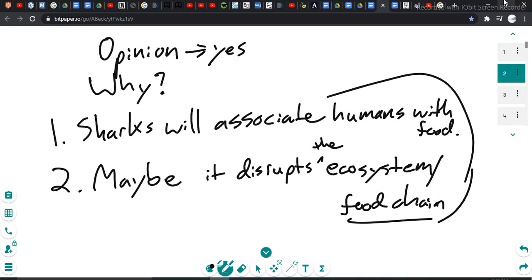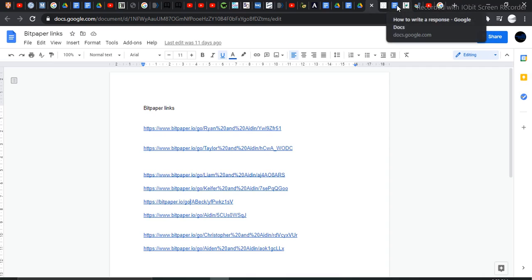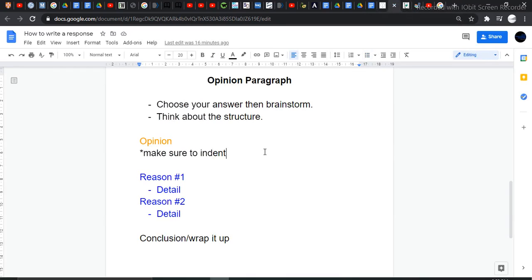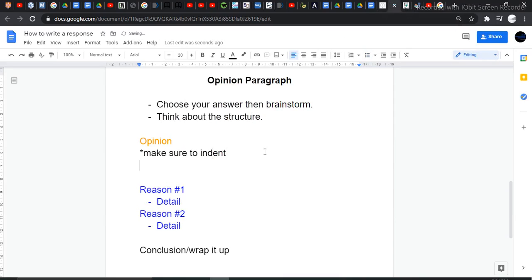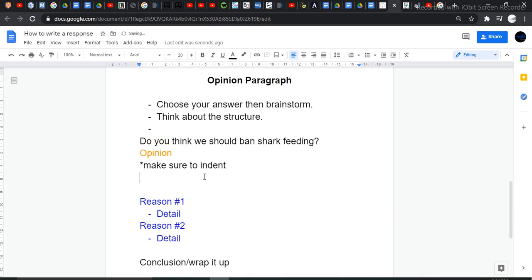So I don't want to take too much more time going over this, but I can basically just insert some things here. So make sure to indent when you have your opinion. And here we go. Here's the question: do you think we should ban shark feeding, or shark feeding should be banned? Do you think we should ban shark feeding? I am going to say yes. Of course, you would say, you could start off with: shark feeding is a very popular thing for tourists.